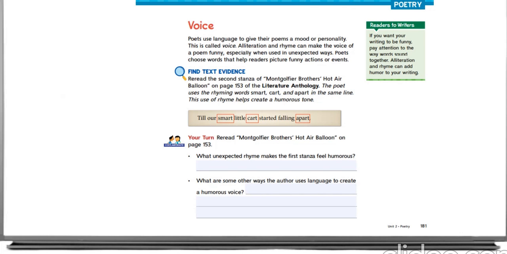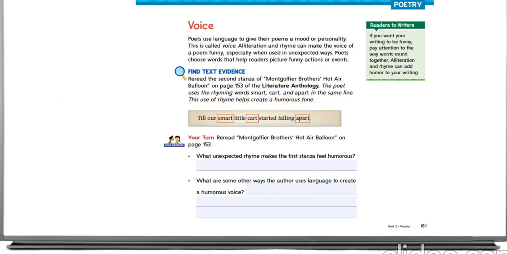Find text evidence. Reread the second stanza of Montgolfier Brothers Hot Air Balloon on page 153 of the Literature Anthology. The poet uses the rhyming words smart, cart, and apart in the same line. This use of rhyme helps create a humorous tone. See the sentence under there? Till our smart little cart started falling apart.